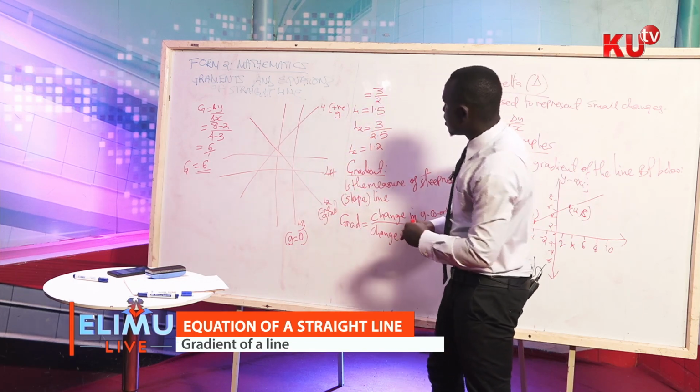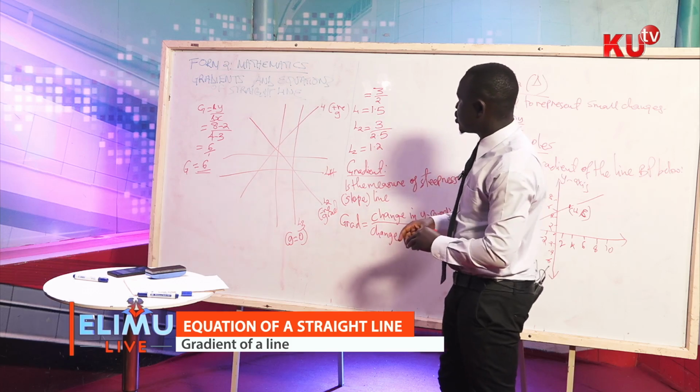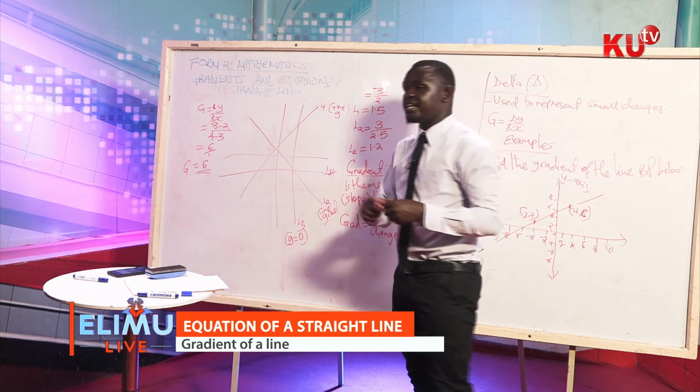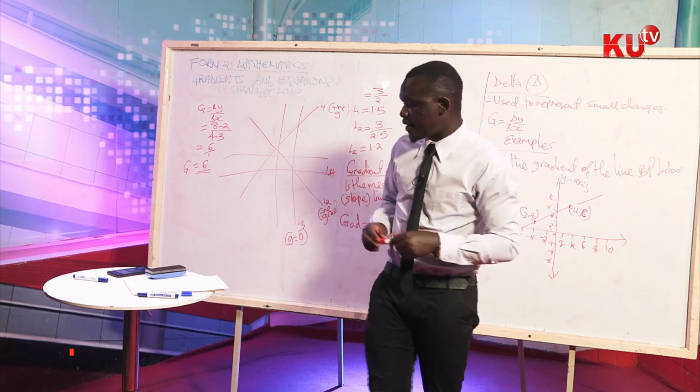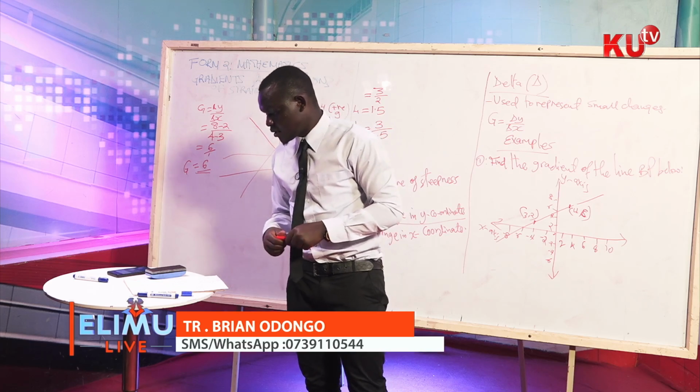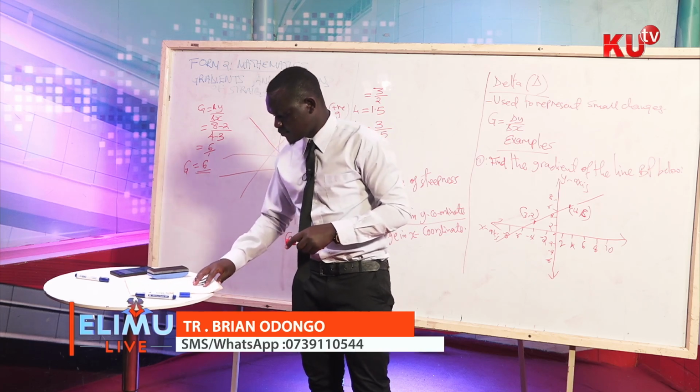Remember that it is change in y over change in x, okay? So for that one, the gradient is not defined. It's called undefined gradient.